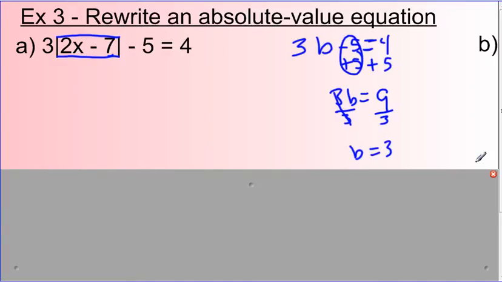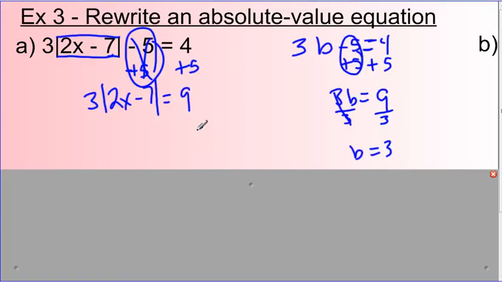We're going to do the exact same stuff. We're going to start by adding 5. These cancel. We get 3 times the absolute value of 2x minus 7 equals 9. We want to get the absolute value by itself, so we have to get rid of this times by 3. So we divide by 3, and we get the absolute value of 2x minus 7 equals 3.